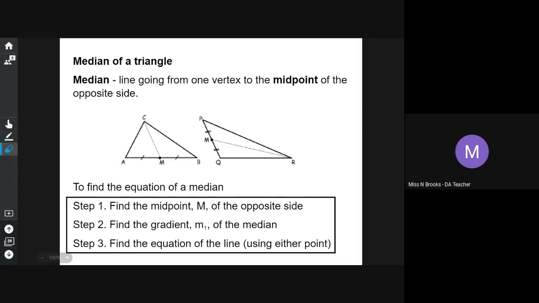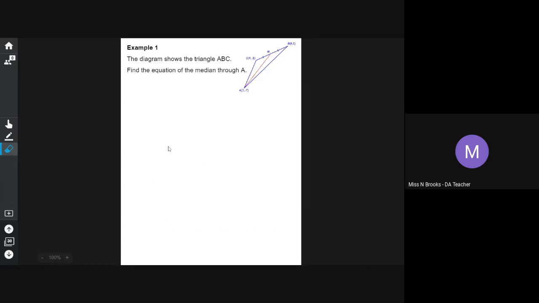And then we're going to find the equation of the line, and we can either use the midpoint or we can use the opposite vertex, either C or M in the first triangle and M or R in triangle PQR. So let's try an example. This diagram shows the triangle ABC, and we want to find the equation of the median through A. So the midpoint that we need to calculate will be of the opposite side, so it's the midpoint of side BC. So let's work that out.